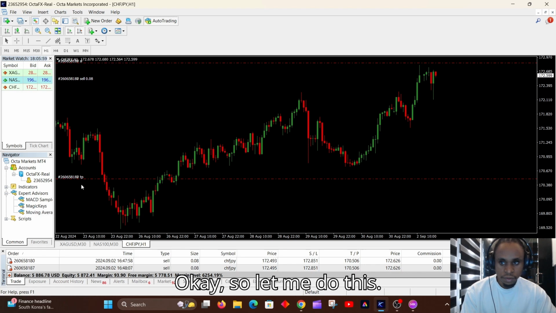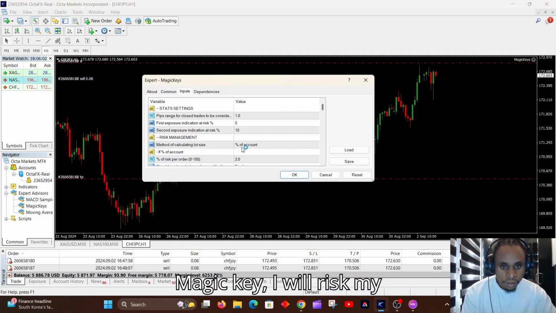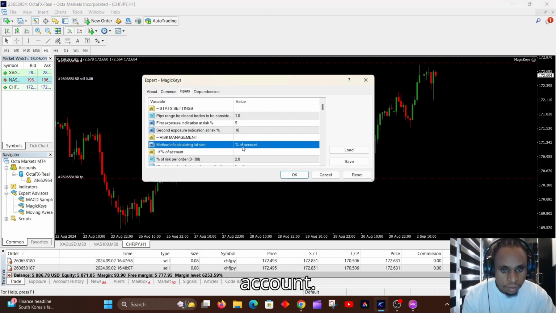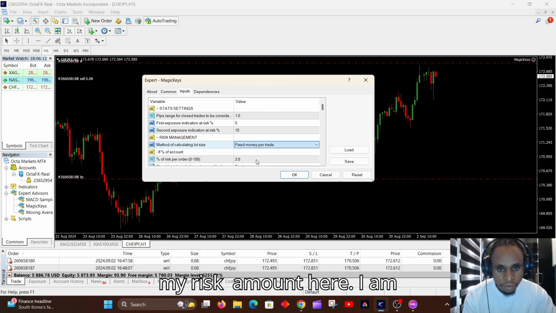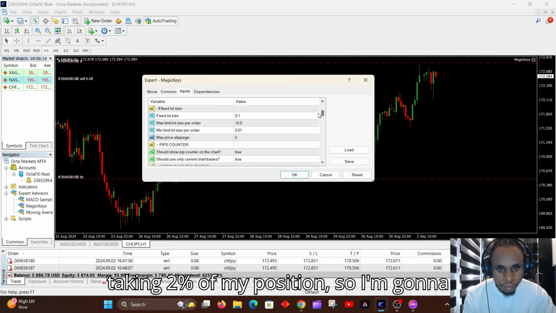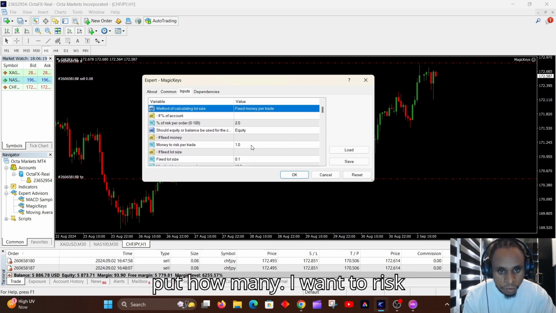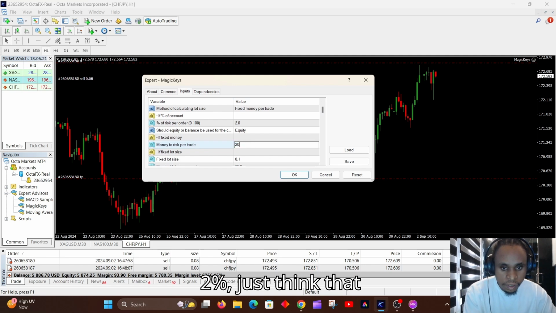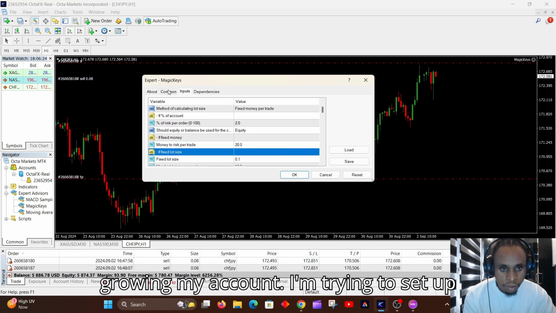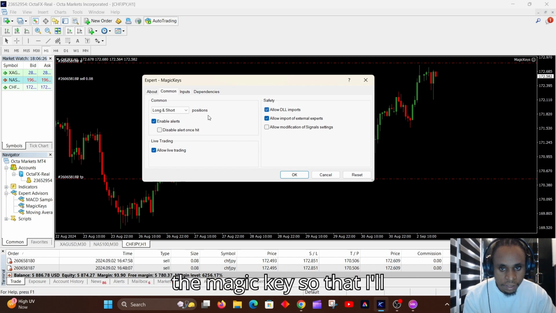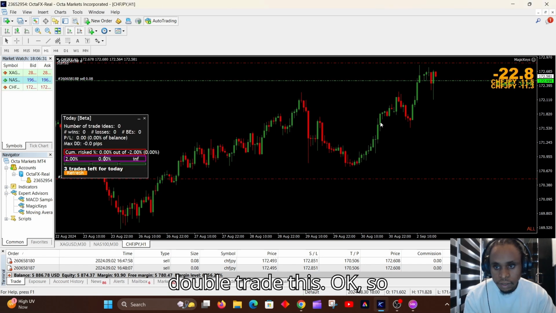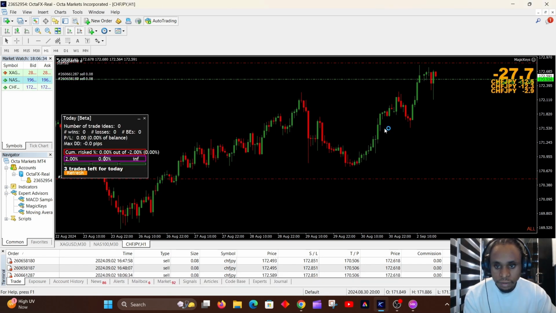Okay, so let me do this. Magic key, I will risk my account. How much am I risking? I'll risk an amount here. I am taking 2% of my position, so I want to risk 2%, just $20. That's how I'm growing my account. I'm trying to set up the magic key so that I'll double trade this. Okay, so I will double trade.